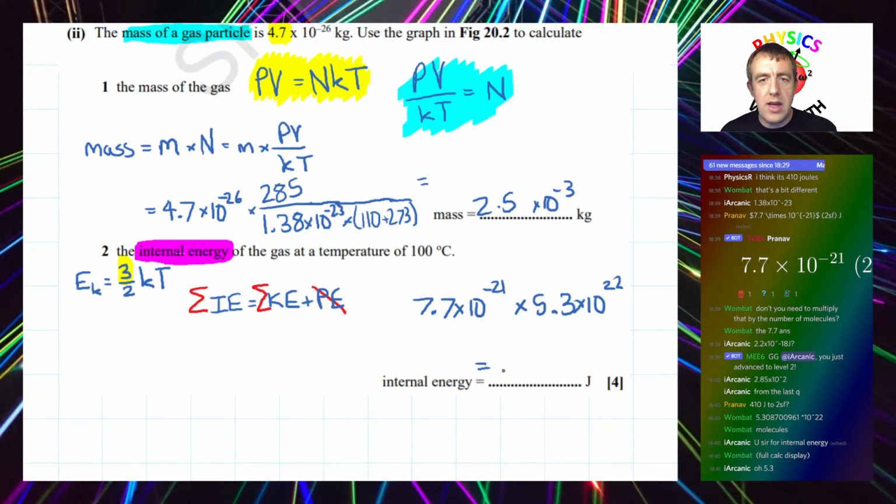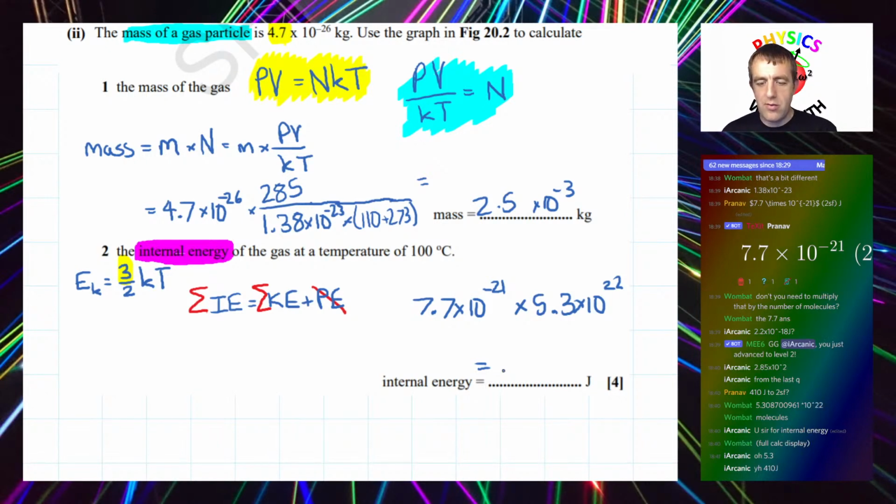So 285, enter 1.38 E23 minus divide 110, enter 273 plus divide. I didn't get that as the number of particles. I'll do that again, Wombat, because you've got me worried now. 285, enter 1.38 E23 minus divide 110, enter 273 plus divide. Oh, yes, I did. I must have made a mistake with my calculator.